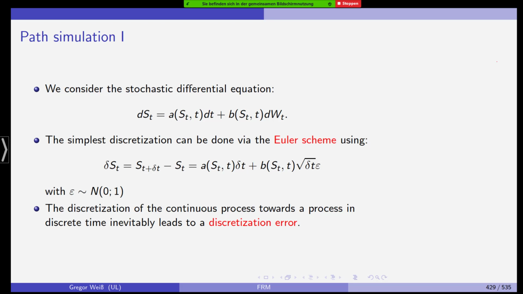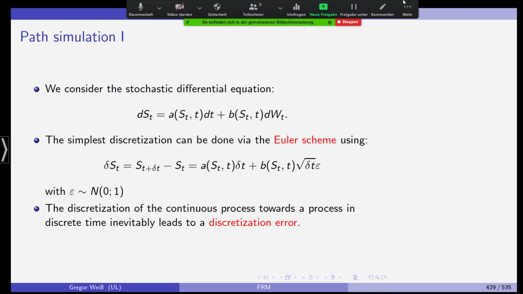The change in the stock price is given by drift times dt plus diffusion times dWt. The simplest way of discretizing this continuous process, since we want to discretize it so that we can simulate, is the so-called Euler scheme, which assumes the change in the stock price, dST.